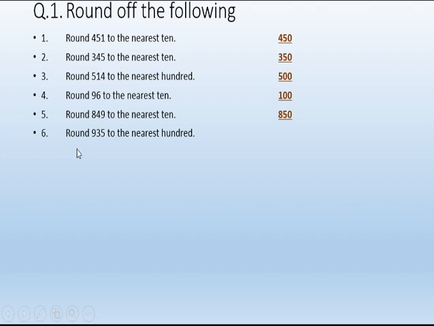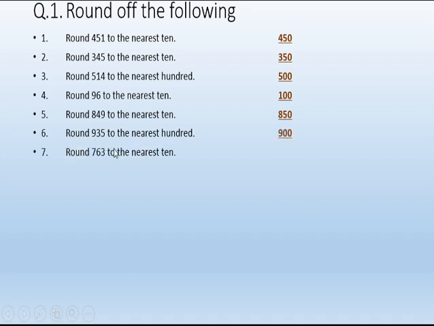In this example, round 935 to the nearest 100. Whenever we convert this into 100, the units and tens will be converted into zeros, and the hundreds will remain the same. Now whenever we keep the 100 and remove the number 3, 3 is not 5 or more, so it will remain and nothing will be added, so it will become 900.